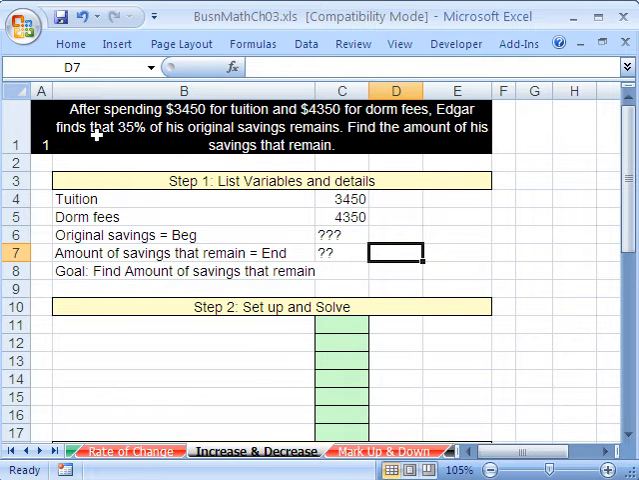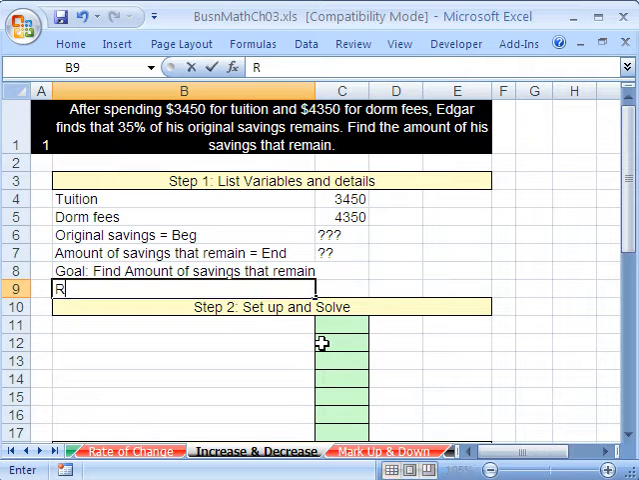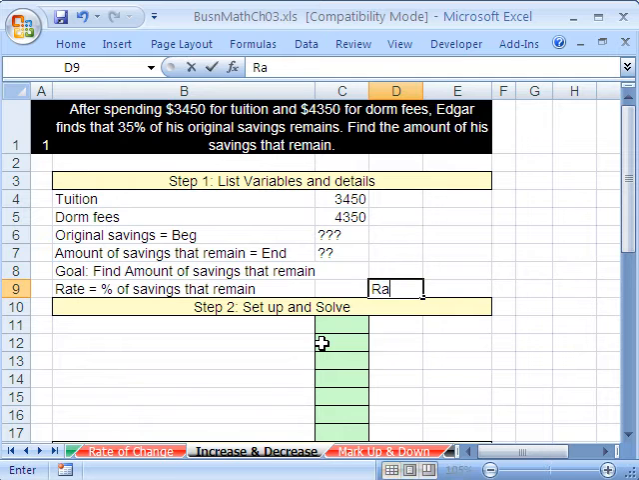we didn't write down the rate. So the rate, which is in our case equal to percent of savings that remain. And I'm going to put rate here. I'm also going to put, this is the base, just in case we like to relate it. And this is the part. And we haven't figured out exactly what that is yet, but that'll become obvious in just a moment. Let's go ahead, and we've got to put 35% here, and then we'll draw a picture.